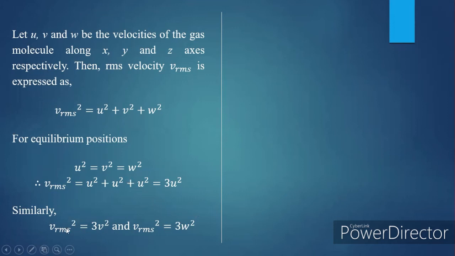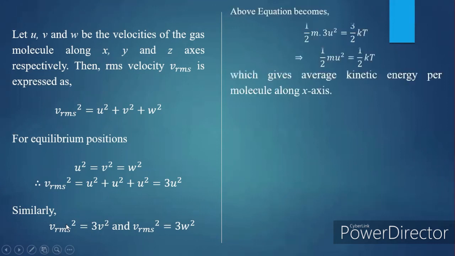Then you substitute for V RMS square in the previous expression. For equilibrium position we have half m into 3 U square. The system is in thermal equilibrium, so the energy will be equally distributed.